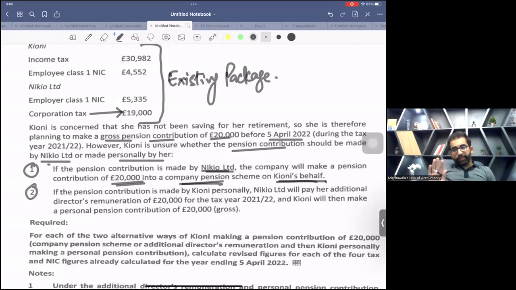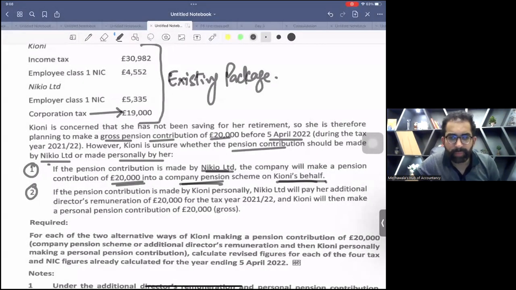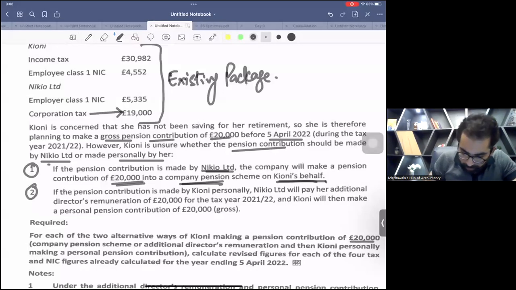Now, I didn't read the second option. Okay, I'll read it separately. Now read the requirement, please. For each of the two alternatives of Keone making a pension contribution of 20,000 to the company pension scheme, or additional director remuneration, and then Keone personally, these are the two packages.